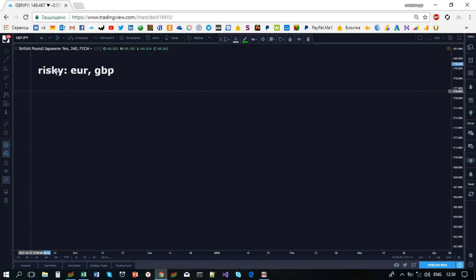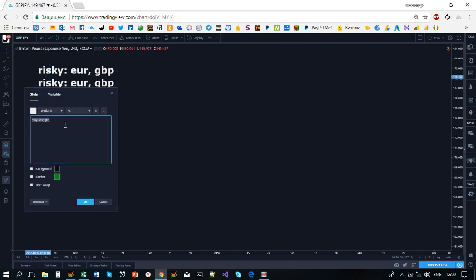Euro and GBP. Next, what we have next? The next category of currencies, I call them the shelter category. They are USD, they are JPY, and so on and so forth. They are shelter categories.